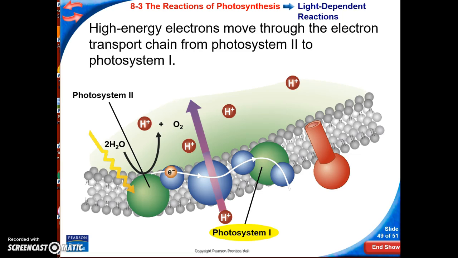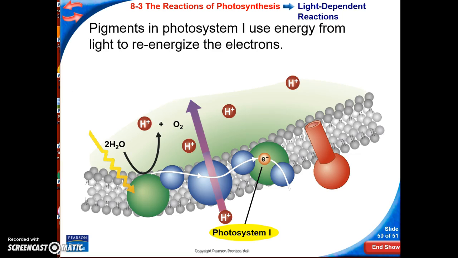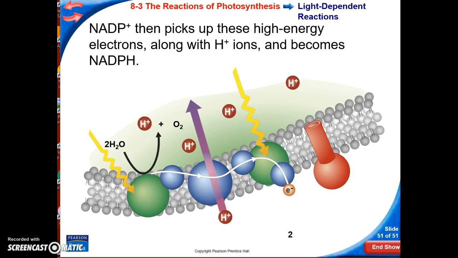Okay, and so again, the electron is going from photosystem 2, which is backwards, but it was the first one discovered, to photosystem 1. And the pigments in photosystem 1 use energy from the sunlight again to give those electrons a boost of energy. So now they're ready to get picked up by the NADP+, and then some more hydrogen ions are added to the NADP+ to make NADPH.